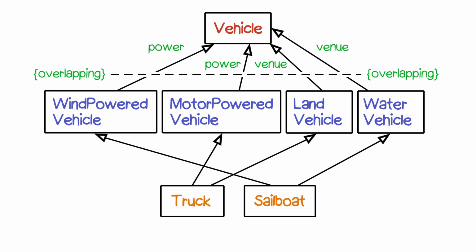With respect to the parent level, we have 2 categories of subclasses. We have a category related to the power that moves the vehicle. It might be wind or it might be motor. And we have a category that's labeled here as venue, indicating where the vehicle does its moving. Is it on land or is it on water?